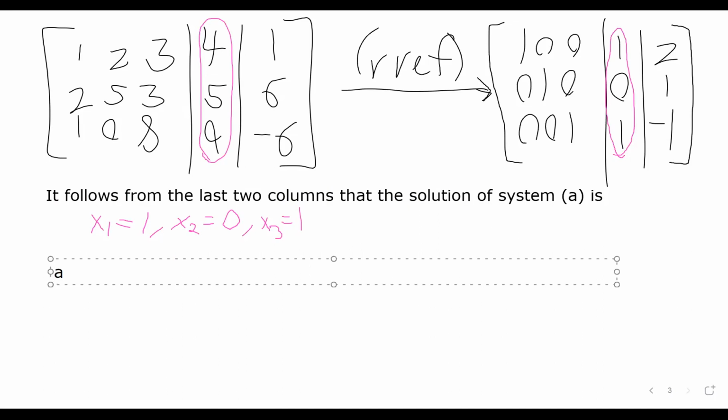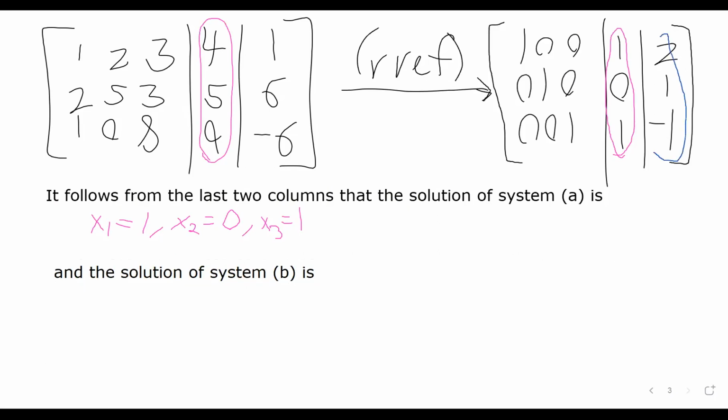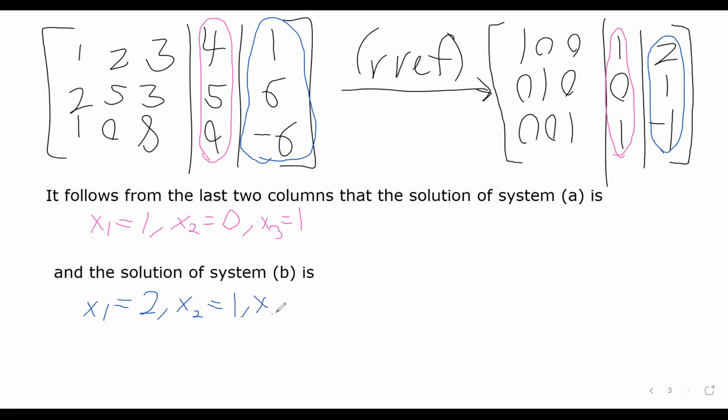And the solution of system B is, so for B, this column is for system B. It's the reduced echelon form after that was the original column, right? So the solution of system B is that x1 is equal to 2, x2 is equal to 1, and x3 is equal to -1.